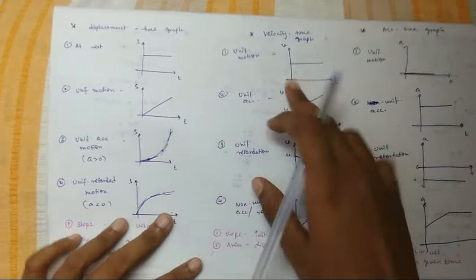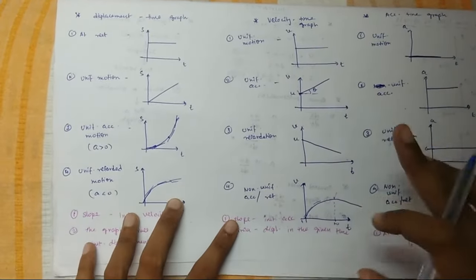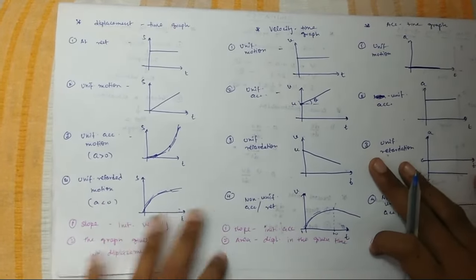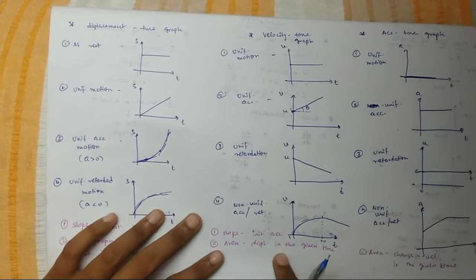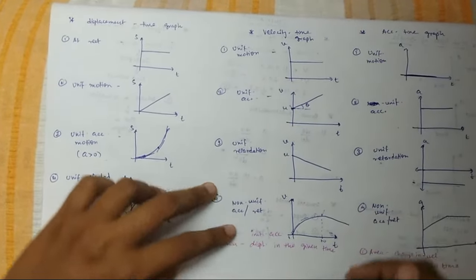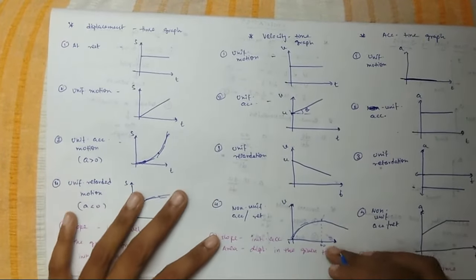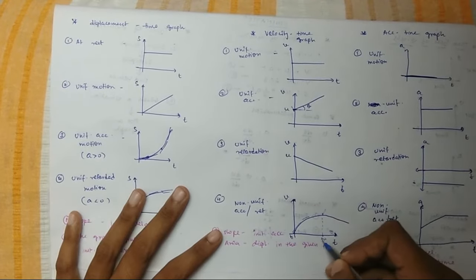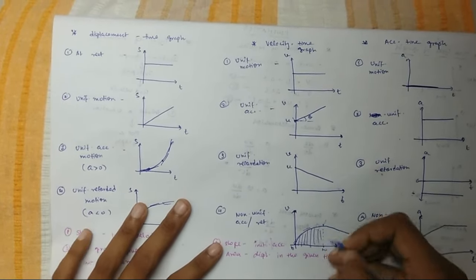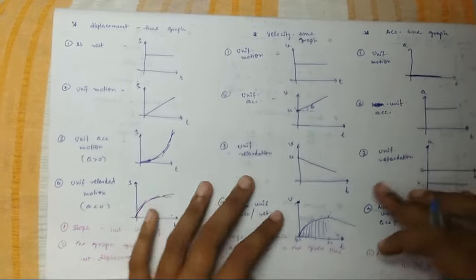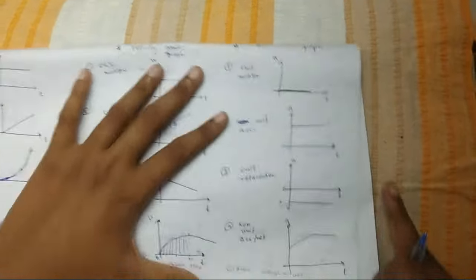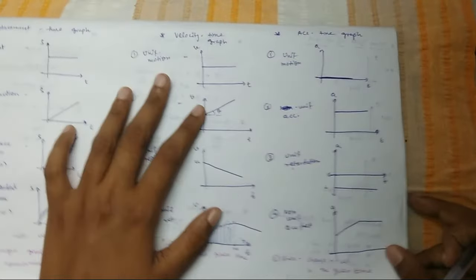Here in velocity time graph, the slope gives the instantaneous acceleration, tan theta gives the instantaneous acceleration, and the area under the graph of velocity and time gives the displacement in the given time. For example, from time 0 to t0, the area under this graph will give the displacement of the body from 0 to t0.